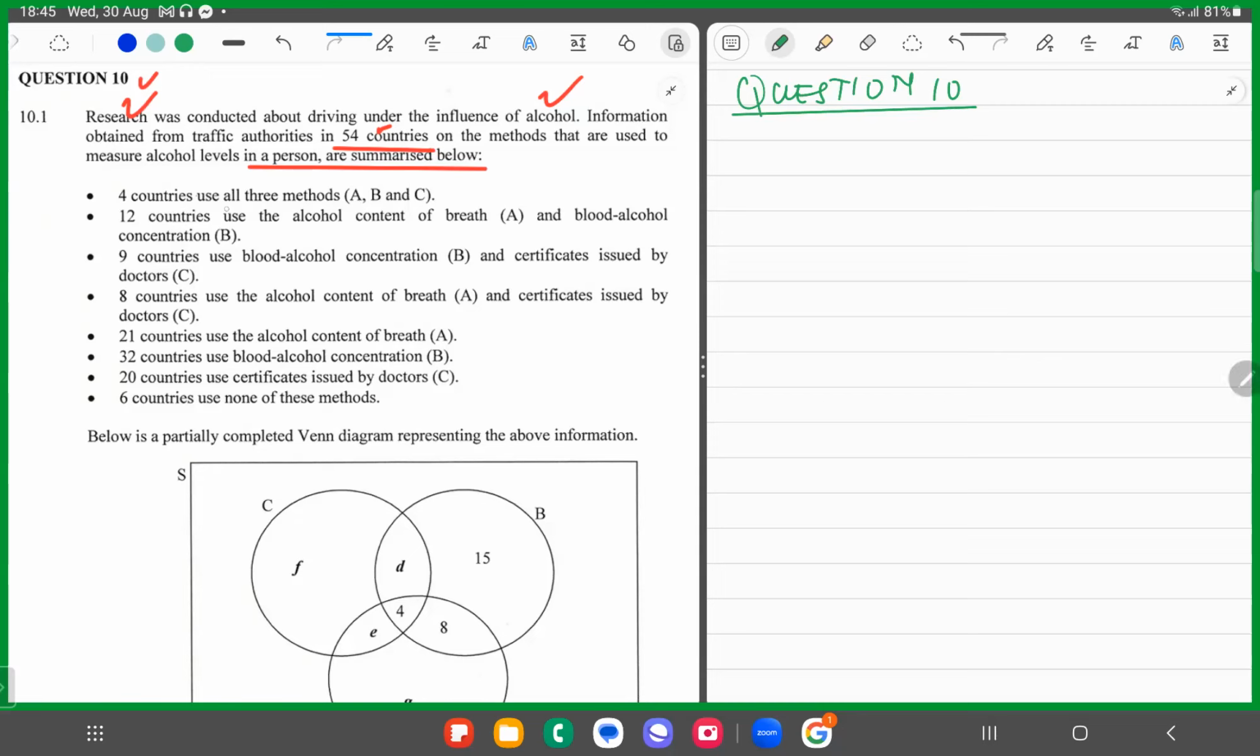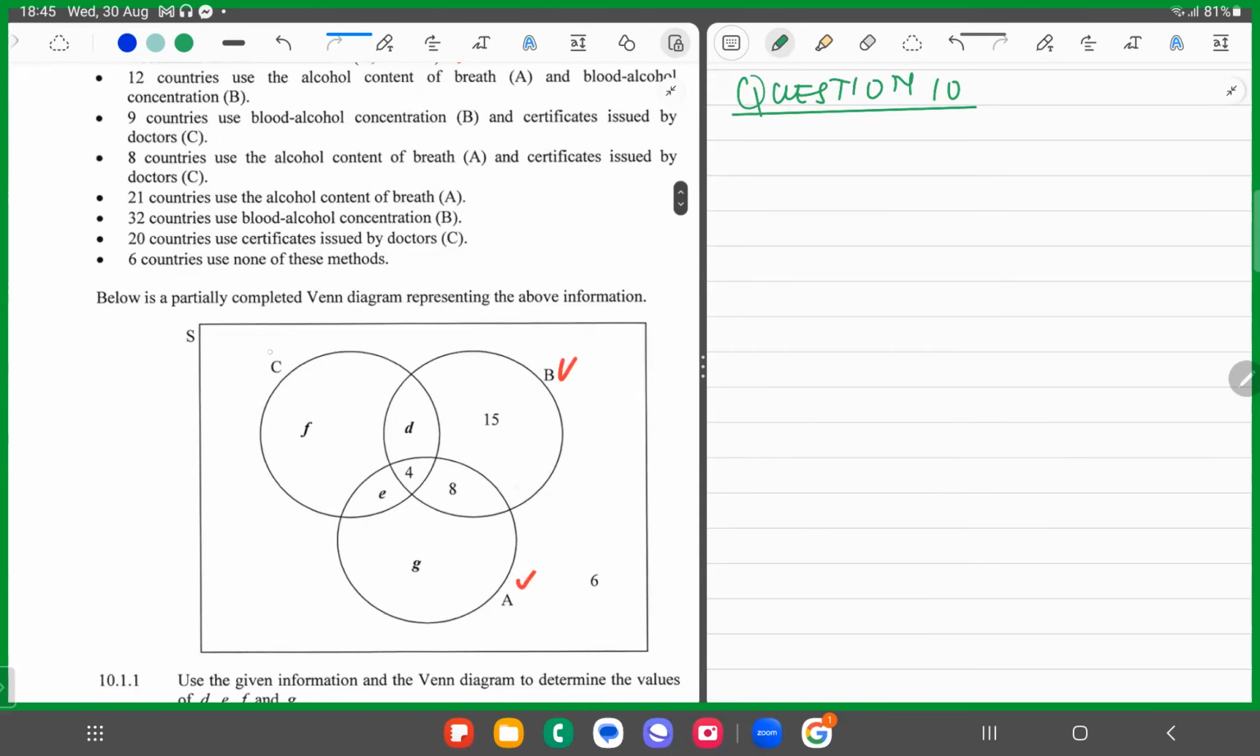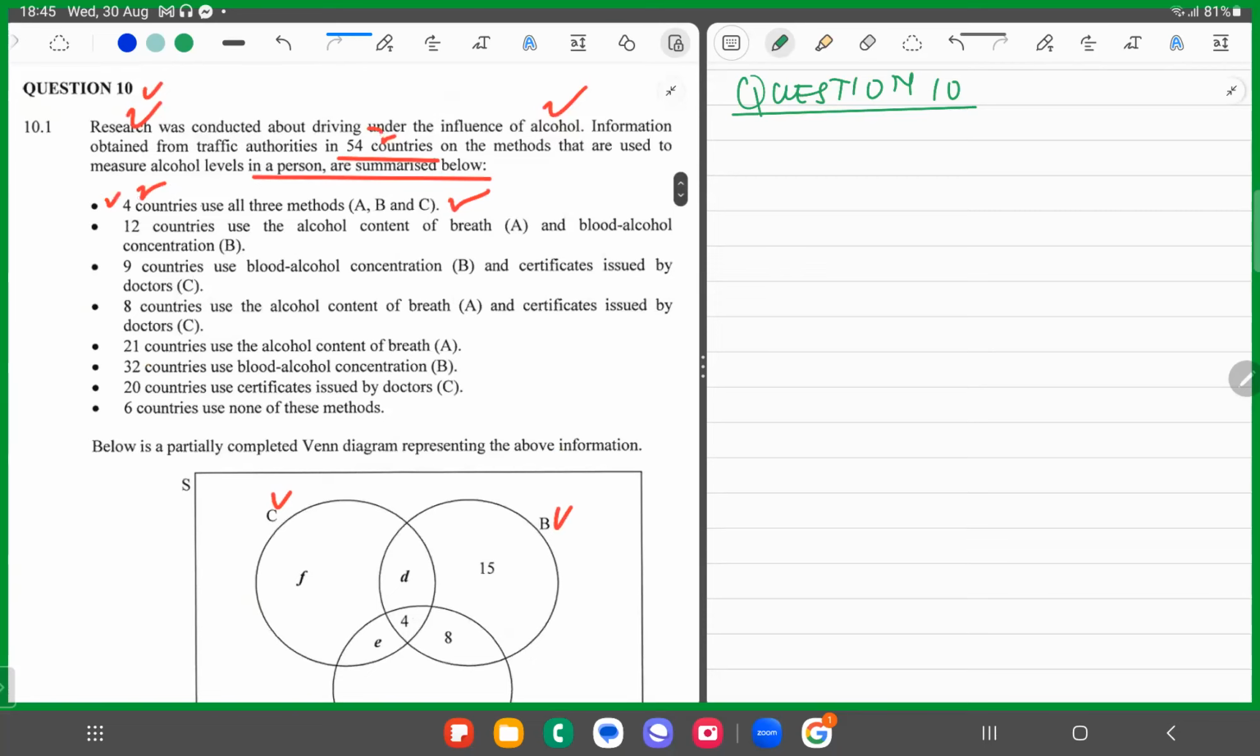Now, 4 countries use all 3 methods, A, B, and C. Look at this: they use A, B, and C, and those are 4 countries. Remember, I was speaking of 54 countries.